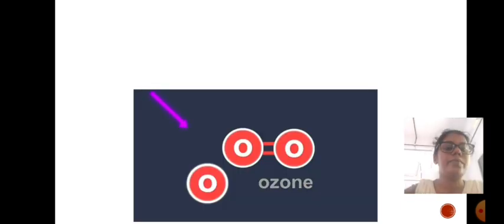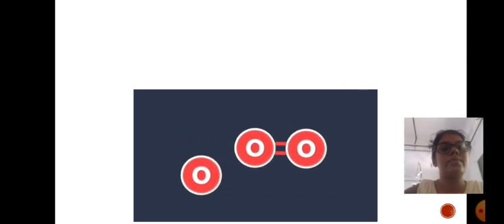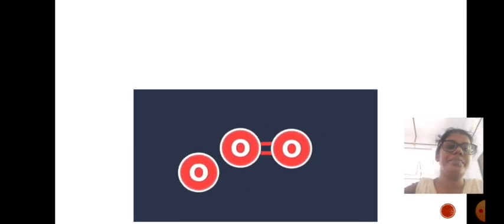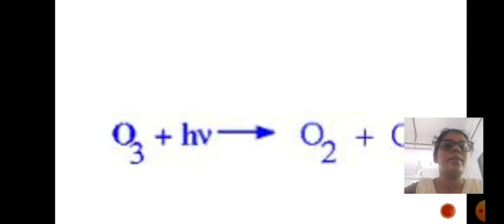Ozone is very effective at absorbing ultraviolet light, which causes the ozone to split back into an oxygen atom and an oxygen molecule again, keeping the upper atmosphere warm. Ozone reforms as before once the oxygen atom is moving slowly again. So the ozone molecule, after absorbing low energy ultraviolet radiation, splits to form an oxygen molecule and an oxygen atom.